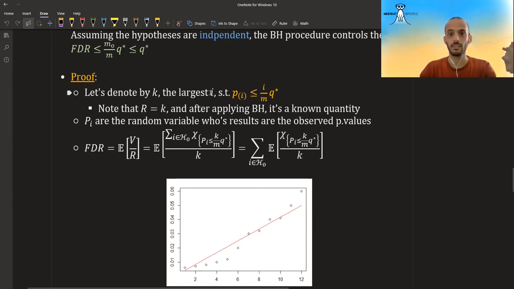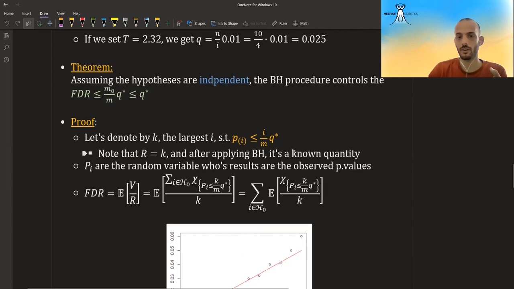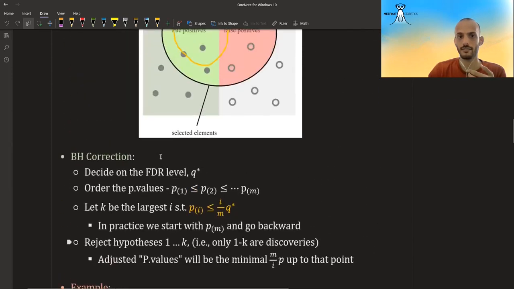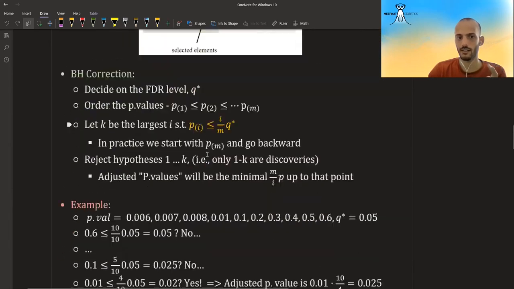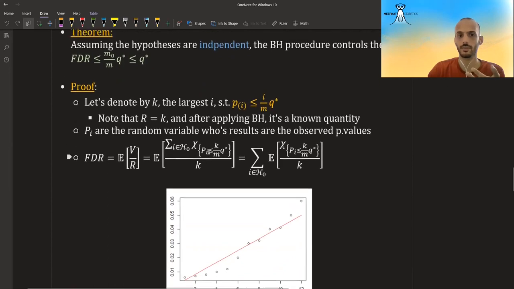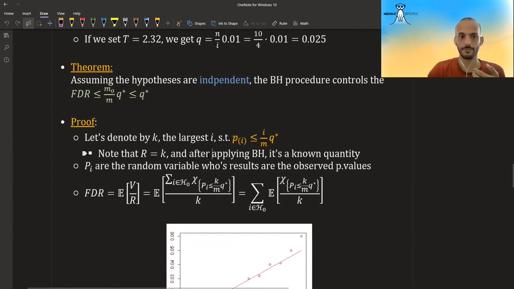Let's denote by K the largest i such that P ordered i is less than or equal to i divided by M times Q star. So basically we ran the Benjamini-Hochberg procedure, and K is the cutoff index. So everything up to and including K, we reject. Now, notice that if we run the Benjamini-Hochberg procedure, then our R is already known. It's not an unknown quantity. We know the R, and R is equal to K because this is what we reject. Yeah, so R is equal to K.